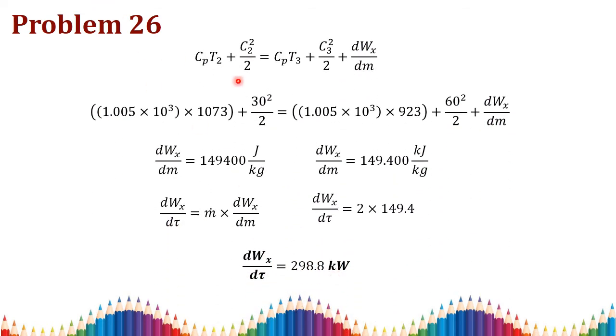We know all the values: Cp as 1.005 into 10 to the power of 3, temperature T2 as 1073 Kelvin, C2 is 30 and C3 is 60, and T3 is 923. Here the only unknown term is dwx by dm. Solving this equation, you will get dwx by dm as 149400 joule per kilogram. Convert this into kilojoule per kilogram. But we need dwx by d tau, so multiply with your mass flow rate. The mass flow rate is 2 kilogram per second in this problem. So you will get dwx by d tau as 298.8 kilowatt.